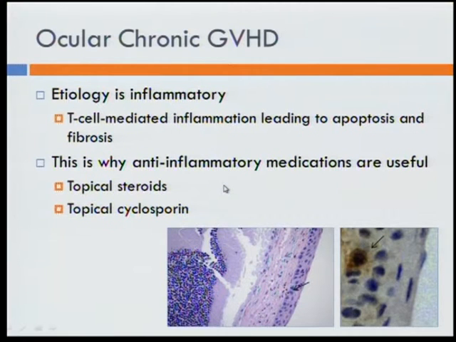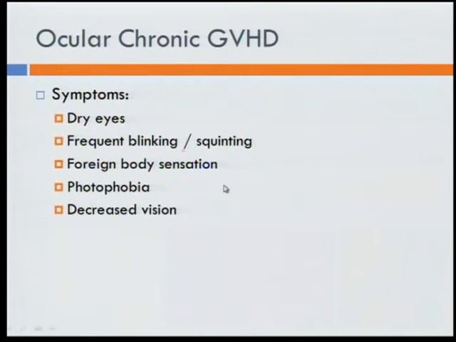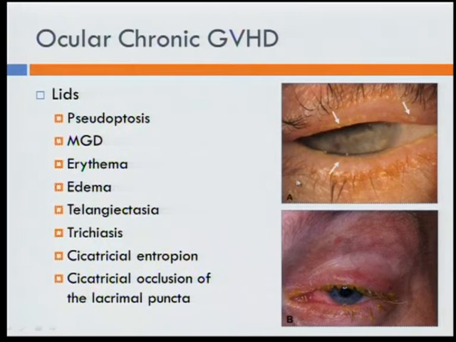and this is why we'll talk about the approach of anti-inflammatory medications to control ocular GVHD. The symptoms the patient will complain of are dry eye, frequent blinking and squinting, burning, and foreign body sensation. These patients have severe photophobia, are quite uncomfortable, and with corneal involvement of the dry eye will have significant loss of visual acuity.